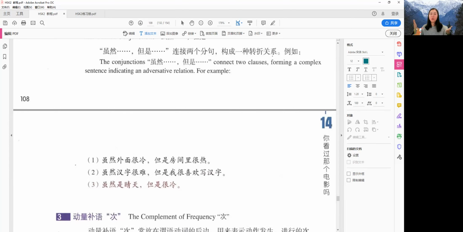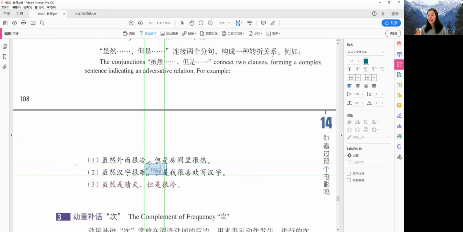虽然 although, though. 虽然汉语, remember 汉语 is Chinese, right? 汉字 is the character, the word, the character. So 汉字 is the Chinese characters. 很难, this is 难, means very difficult. I need to write down the pinyin here because it's a new word for us.